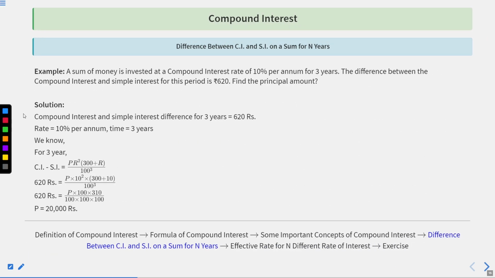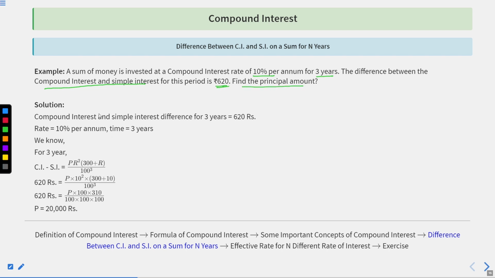So let us have a look at an example. A sum of money is invested at a compound interest rate of 10% per annum for 3 years. The difference between the compound interest and the simple interest for this period is 620 rupees. So find the principal amount.